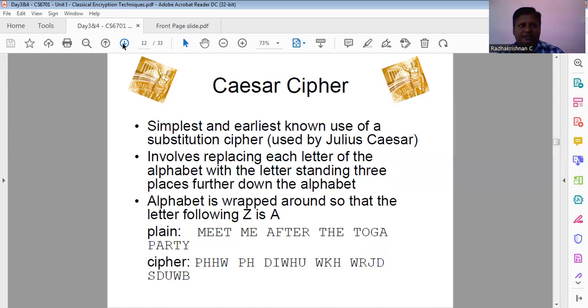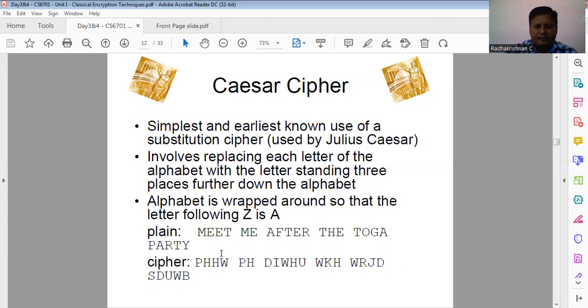Similarly, E: E, F, G, H, so the value is H. T: U, V, W. Similarly for M, E, P, H. Similarly, each and every character will be substituted by the third character further down. So "meet me after the Togo party" is the plaintext.